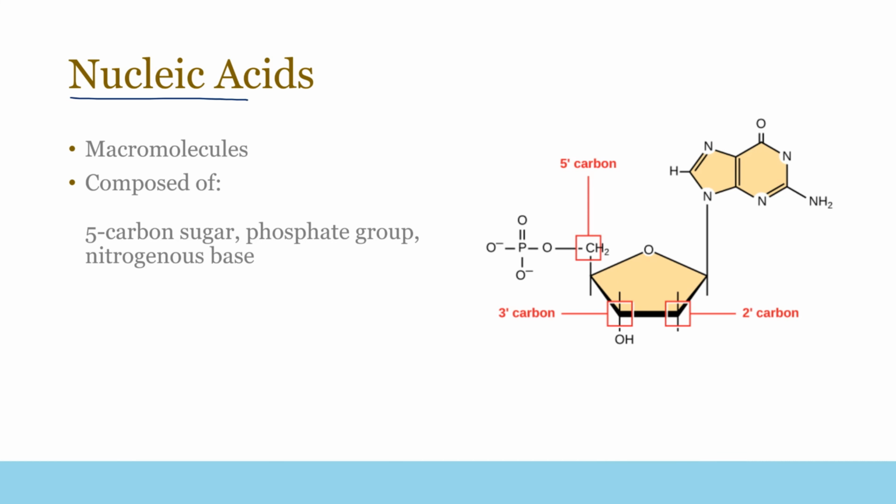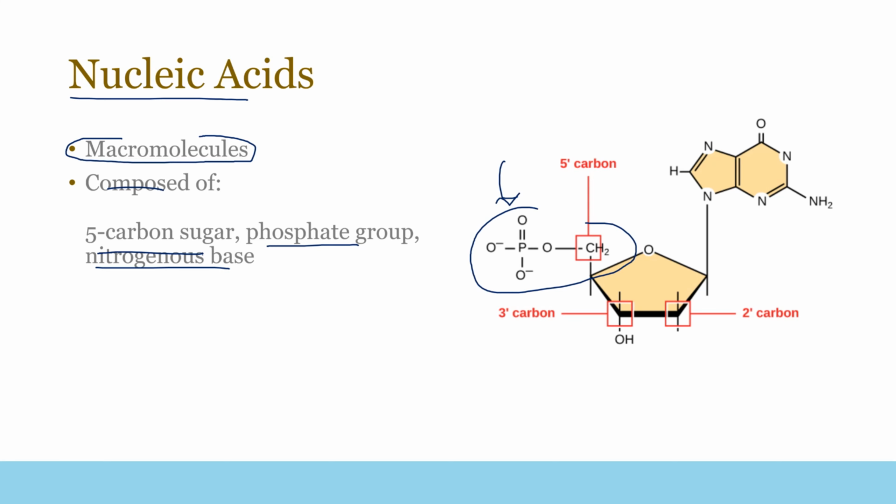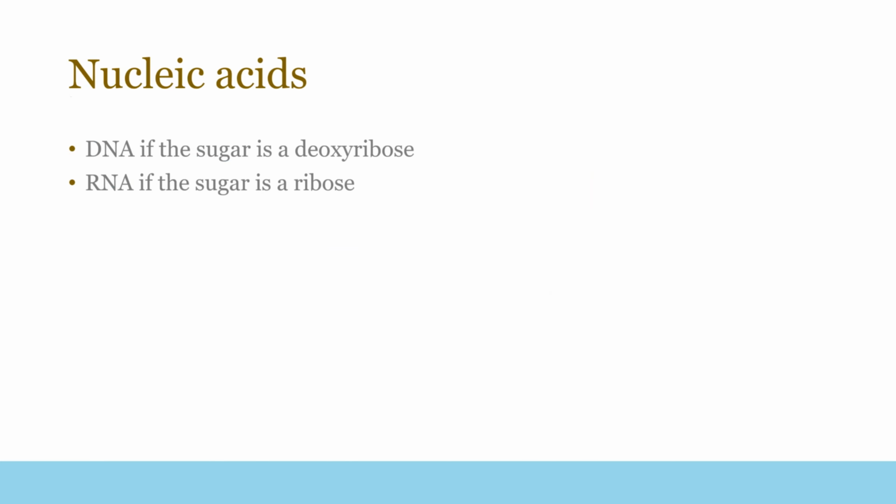Let's talk about nucleic acids. Nucleic acids are important macromolecules composed of the 5-carbon sugar, a phosphate group, and a nitrogenous base. Here you can see the phosphate group. It's connected to a 5-carbon sugar. You can see the 5-carbon sugar right here. And you can see that there is a nitrogenous base right there. This is the nitrogenous base.